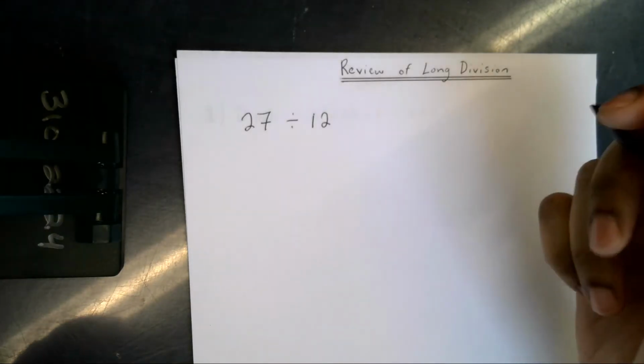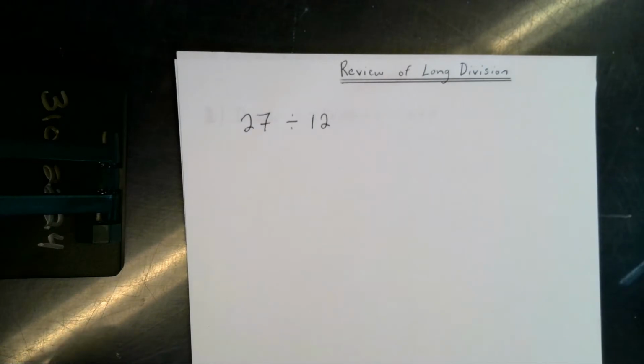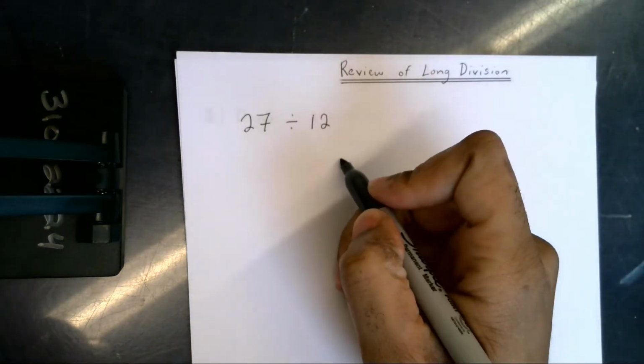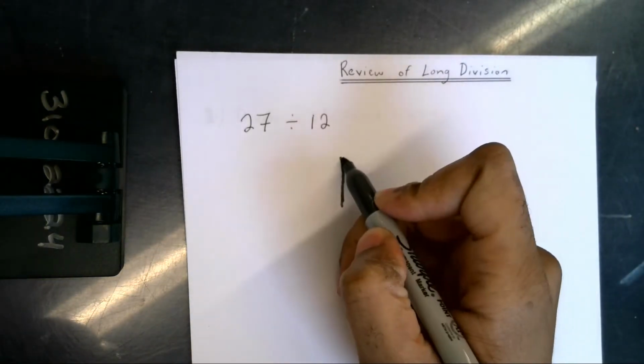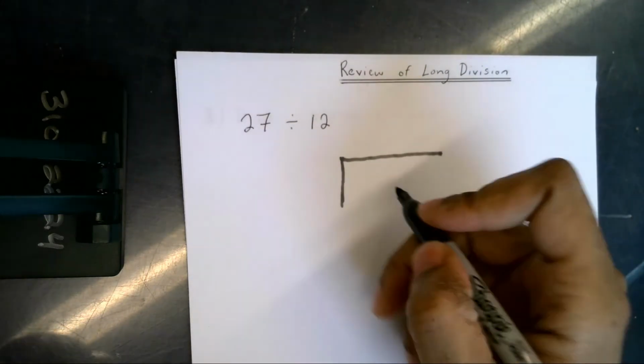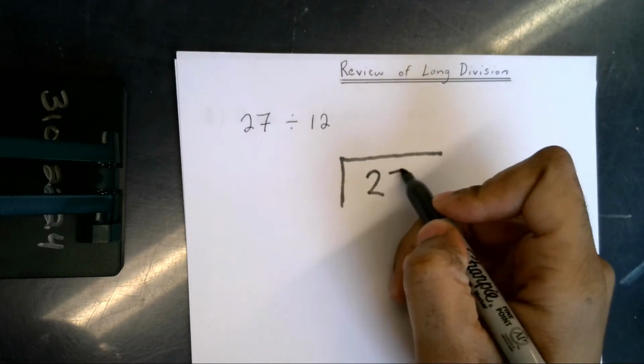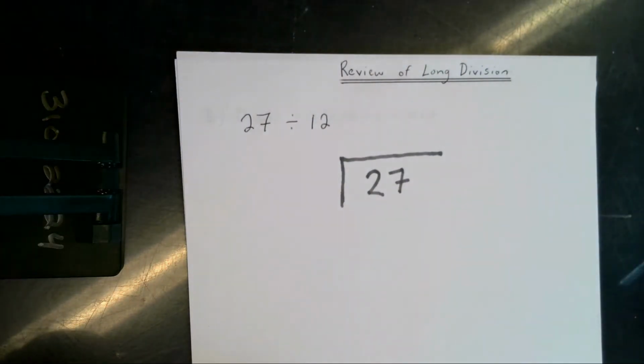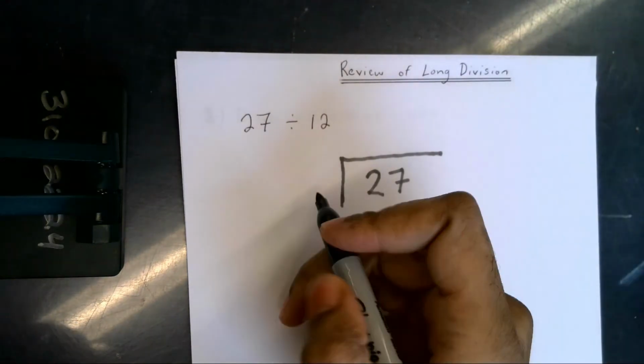Good morning, class. This morning we'll be looking at polynomial long division. But before I look at that topic, I'm going to review briefly long division, normal long division. So the number that appears first would go inside our division box. The number that appears second would go on the outside.